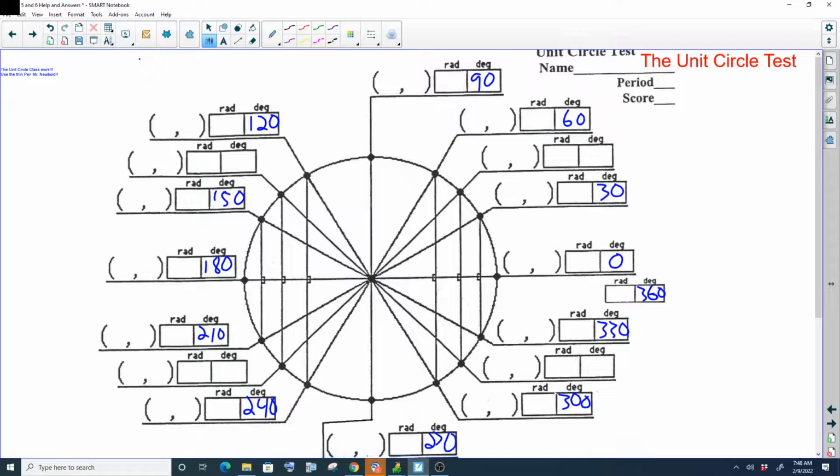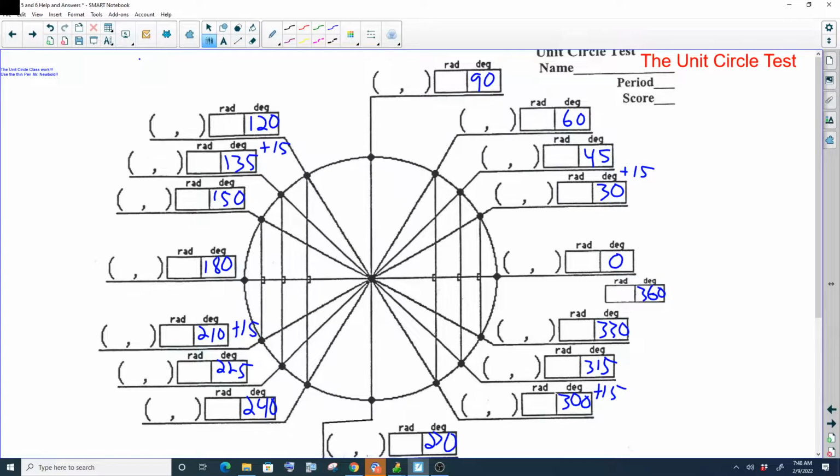You've got these little 15 increments, so we're just going to add 15 there. 30 plus 15 is 45. 120 plus 15 is 135. And then 210 plus 15 is 225. And last but not least, 300 plus 15 is 315. There we go.